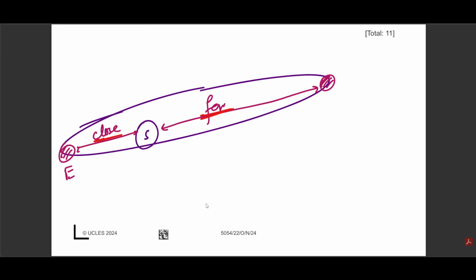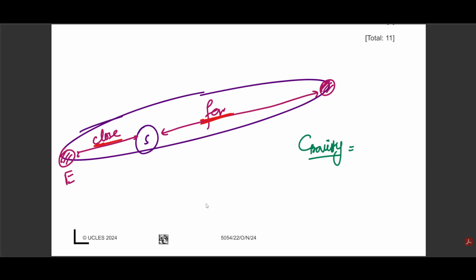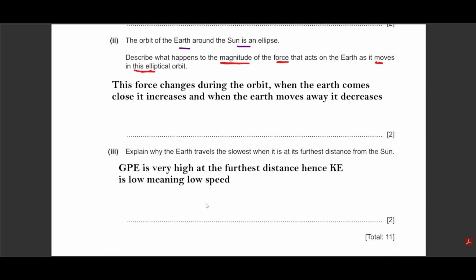So according to Newton's law of gravity, and it's a common understanding, if you move away from an object of mass, its gravitational attraction on you decreases, which is why if you go away from the Earth's surface into space, the gravitational attraction of the Earth on you also decreases. So based on this idea, because of Newton's law of gravity, we will say that the force changes. And how does it change? When the Earth comes close, it increases. When the Earth moves away, it decreases.